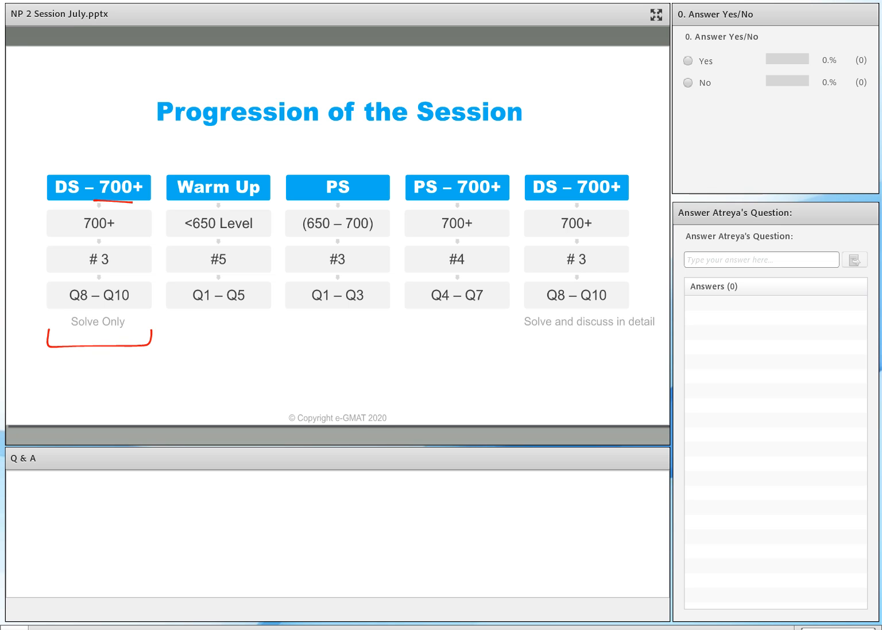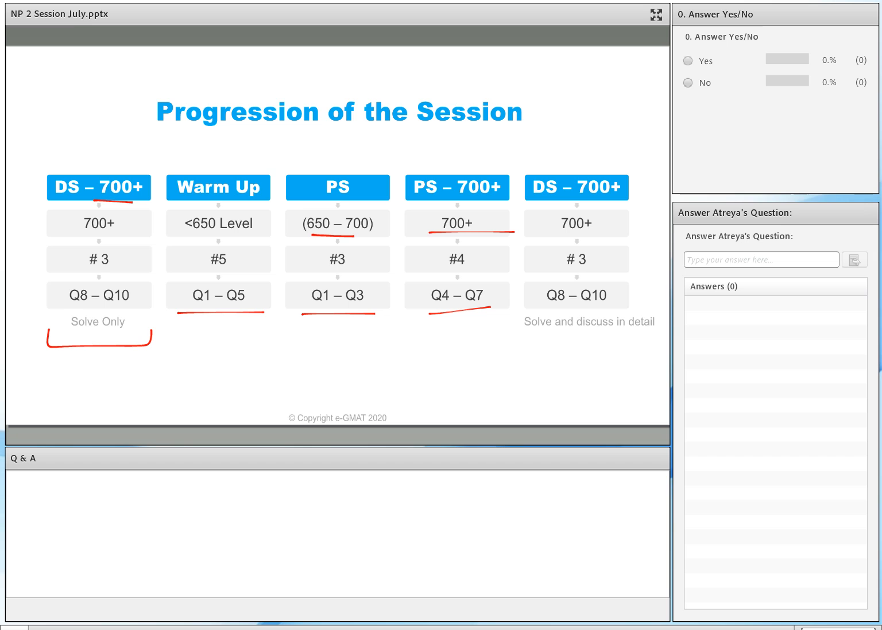Once this is done, we'll move on to a warm-up section where we have 5 questions, and all these questions are around that 600 level. Post that, we'll move on to some problem-solving questions. I have 3 questions from problem-solving. The level of difficulty for these questions is around that 650 to 700 level. Then some data problem-solving questions around that 700 or plus level. Again, 4 questions on that front.